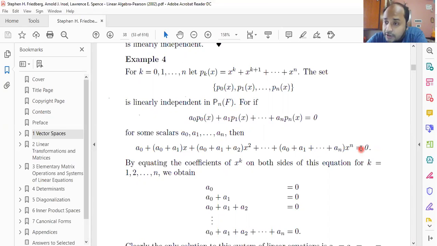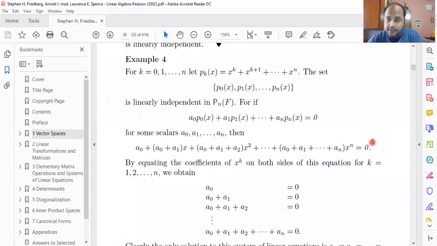On the left hand side, do not write just 0. Since we are talking about polynomials, the zero vector will be of the form 0 plus 0 into x plus 0 into x square, up to 0 into x to the power n. The right hand side is not the ordered n-tuple 0. Remember this. This is actually the zero polynomial, which is spanned by the set 1, x, x square, ..., up to xn.